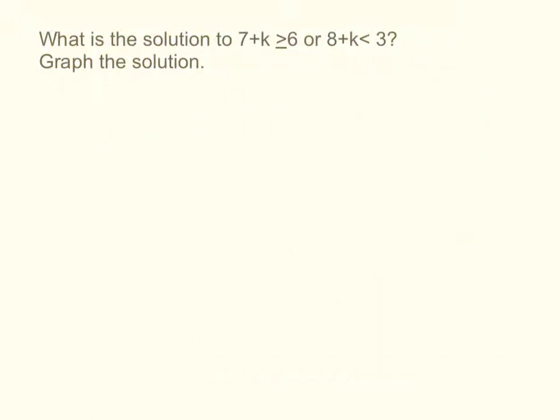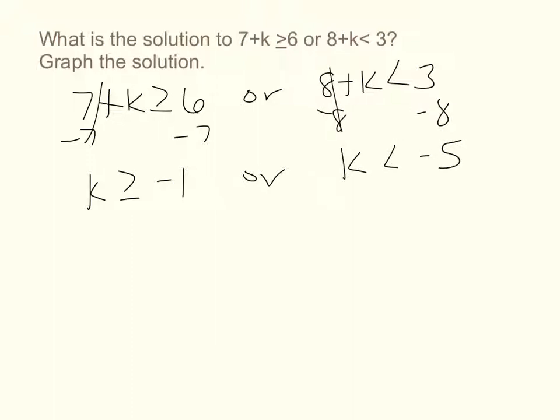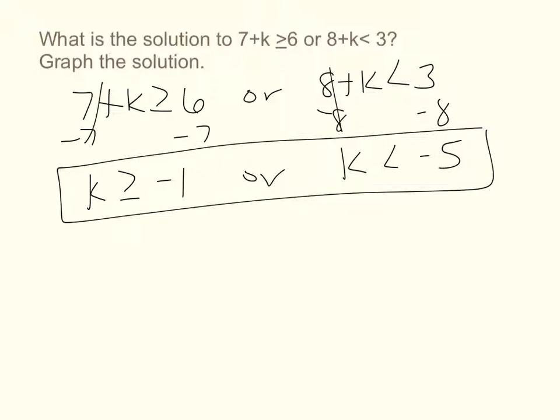All right, so on to an or. So what is the solution to 7 plus k is greater than or equal to 6, or 8 plus k is less than 3? So again, we're going to solve them individually. So I'm going to subtract my 7 over, and I'm going to subtract my 8 over in my second one. All right, so the solution to our or written out in expressions is k is greater than or equal to -1, or k is less than -5.